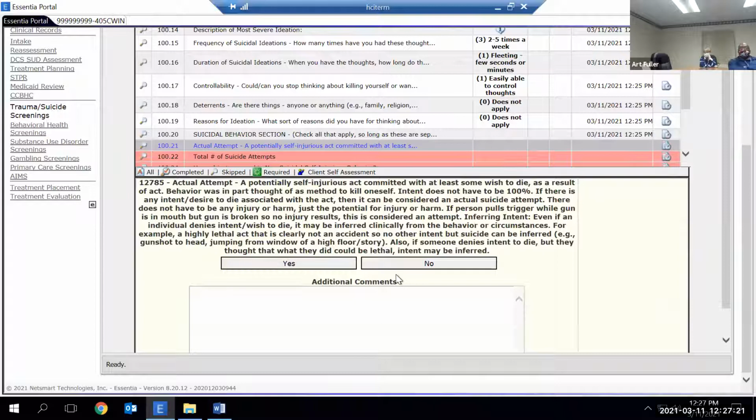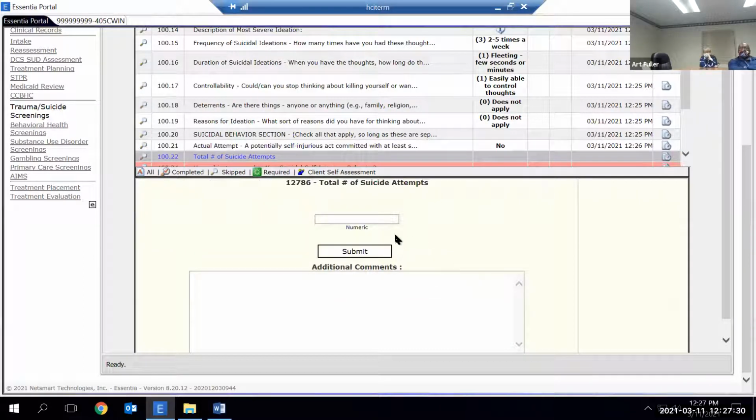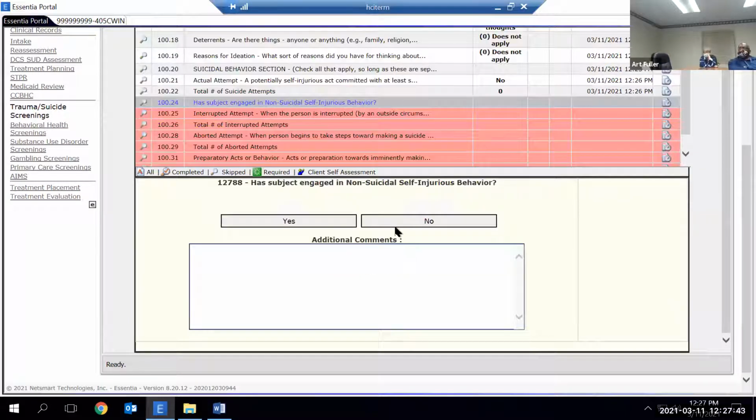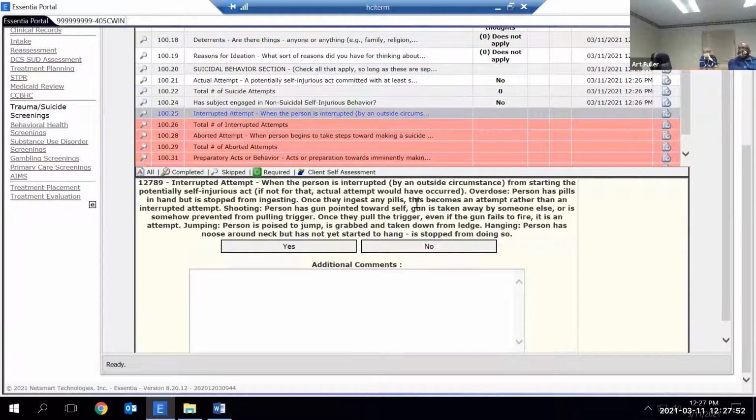He hasn't had any actual attempts, but if he had, you would get this information here and put the comments in: the actual attempt, when was it, how many total suicide attempts has he had? For Tim, he hasn't had any, but again, how many has he had in his lifetime? You want to ask that. He doesn't engage in self-injurious behavior like cutting or punching or anything like that.